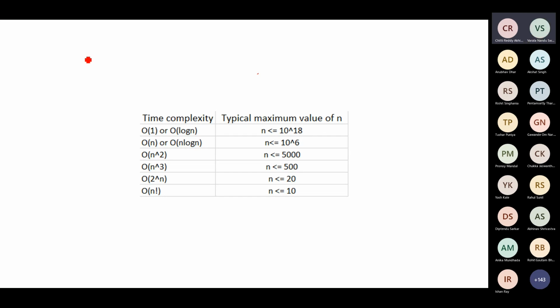Here f of n is time complexity, right? Yeah, like our time complexity is going to be denoted by O of f of n, where f of n is some function that we have.